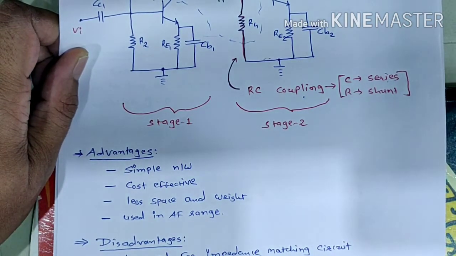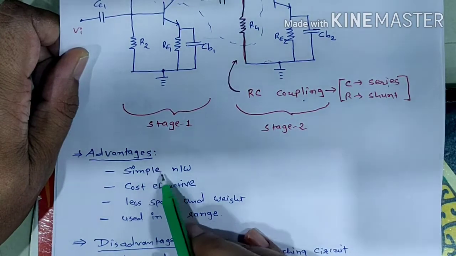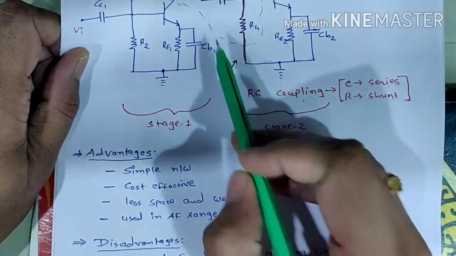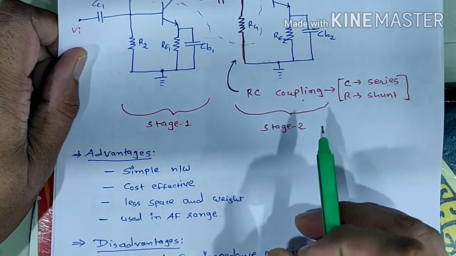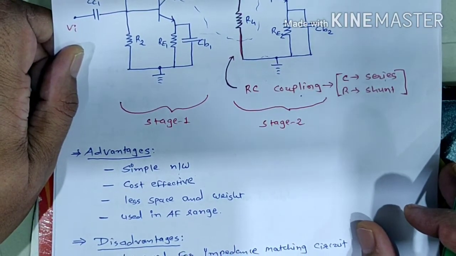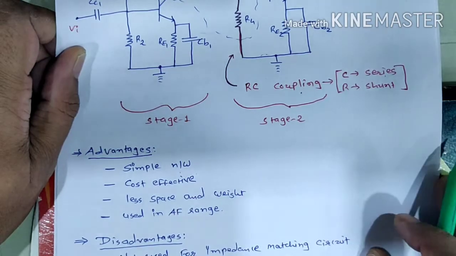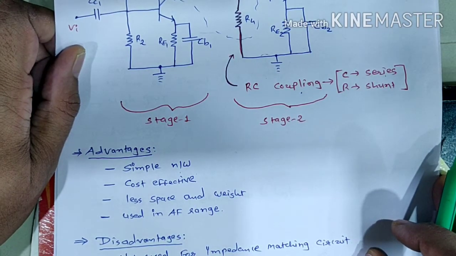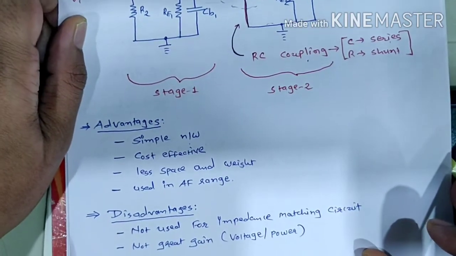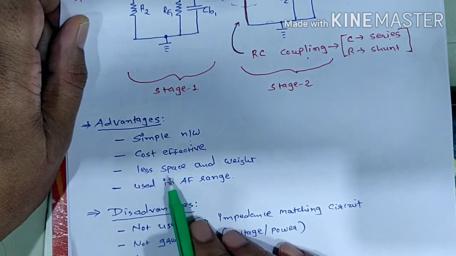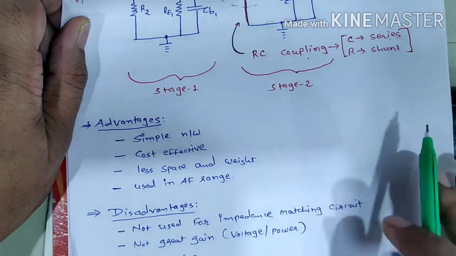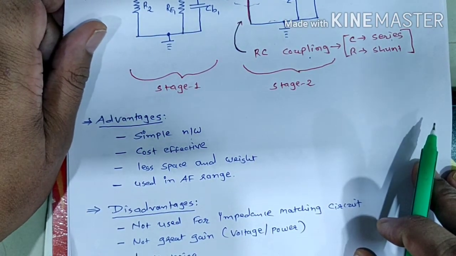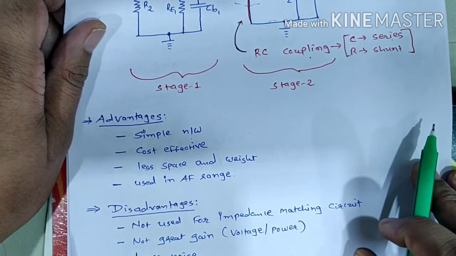The advantages are, first, it is a simple network. Only a few components, R and C, are required. It is a simple, cost effective network, as we know capacitors and resistors have a very nominal cost. It requires less space and weight, so the size of the capacitor is small and it will not occupy more space and weight in this circuit.